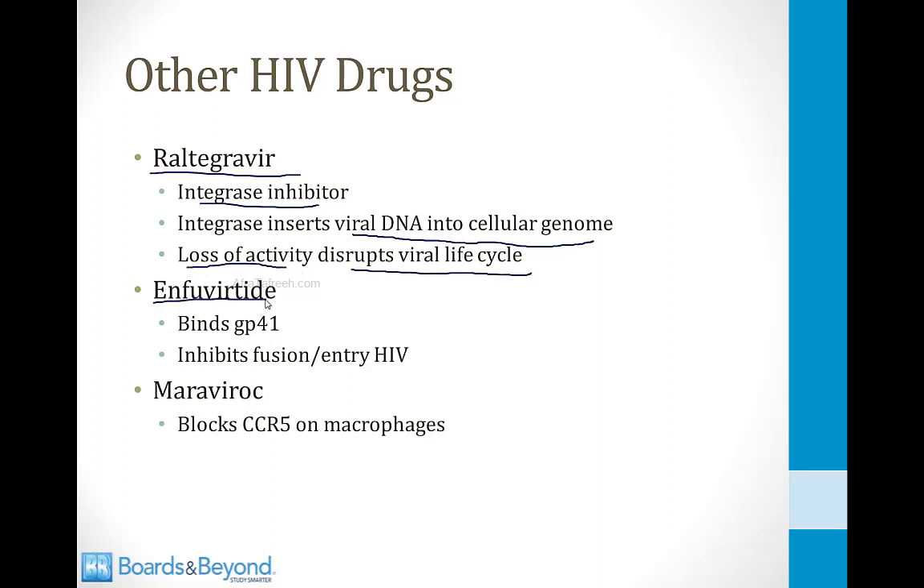And enfuvirtide binds to the surface molecule GP41, and recall that this molecule is important for fusion of HIV with cells and entry into cells. So when you bind GP41, you inhibit fusion and entry of HIV. And then finally, maraviroc is a drug that blocks the CCR5 receptor on macrophages, and recall that those M-tropic versions of HIV need to bind to this receptor in order to gain entry into cells. And that concludes our module on HIV drugs.